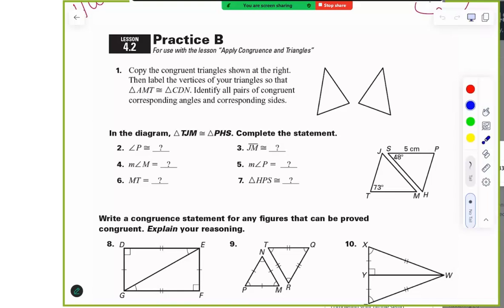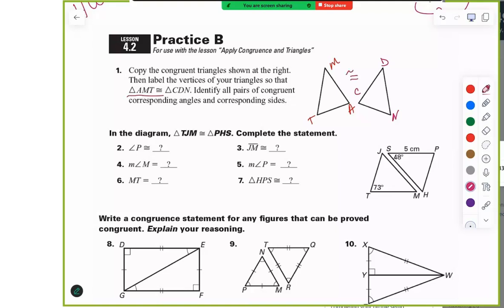So this is actually a very big question. I think a lot of you probably just skipped this question. So let me do this and show you what you wanted to have done. Okay, this is going to be AMT, and then I'm going to make this CDN. I'm going to try to make it look like they're the same. So that looks good. Okay, so they told me that those are congruent.